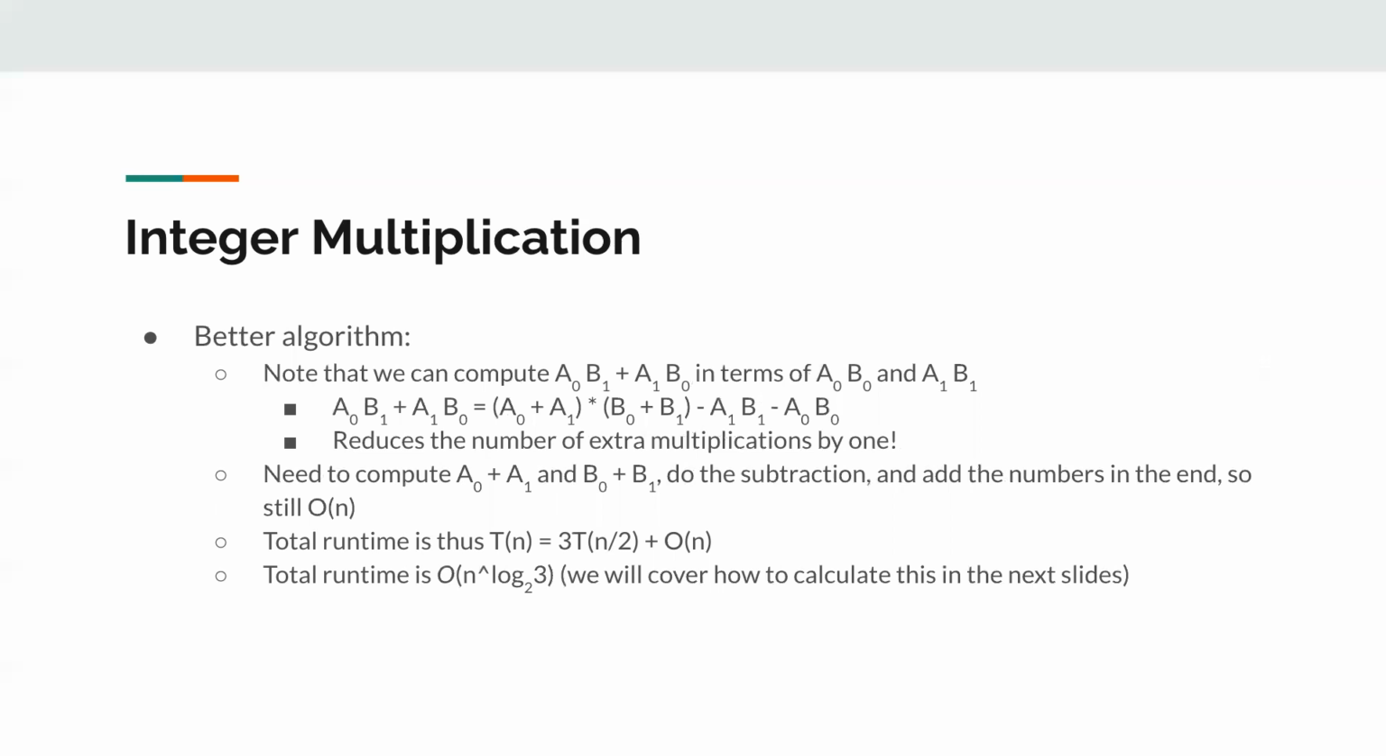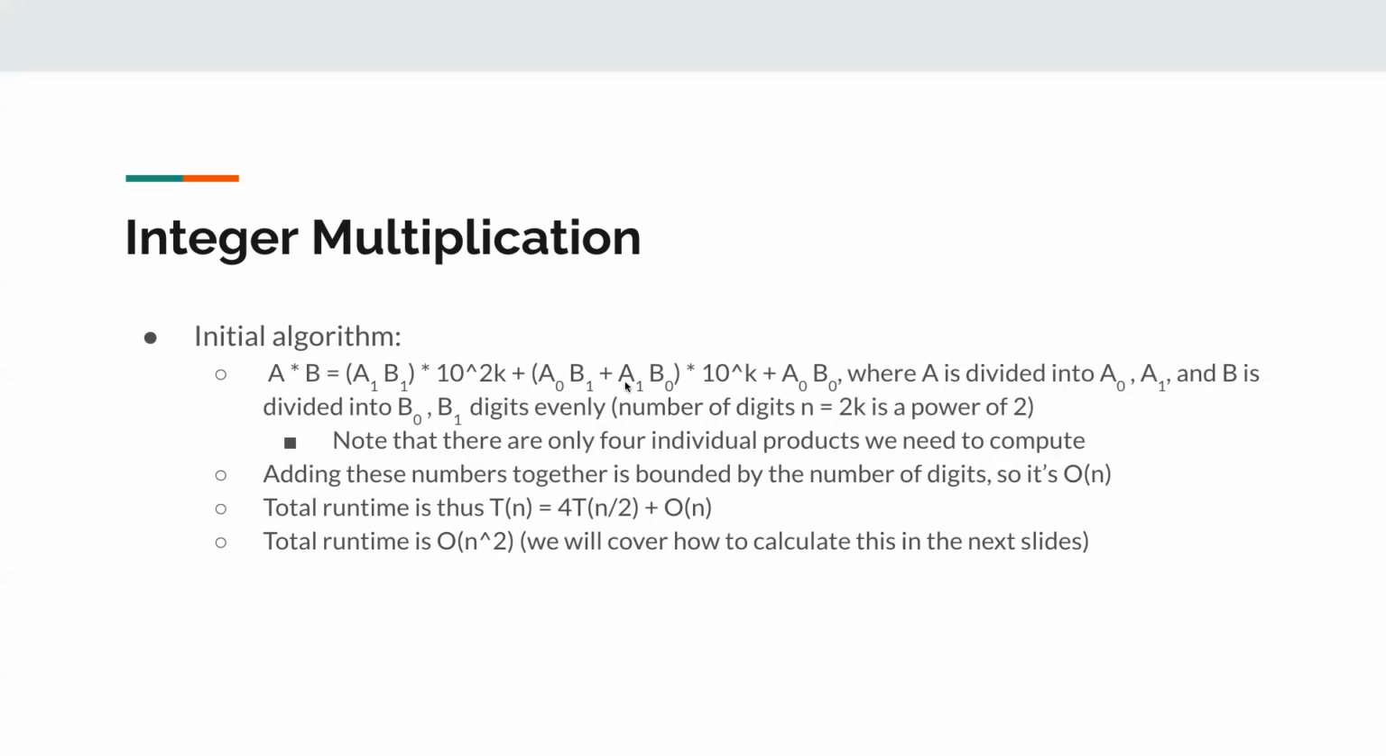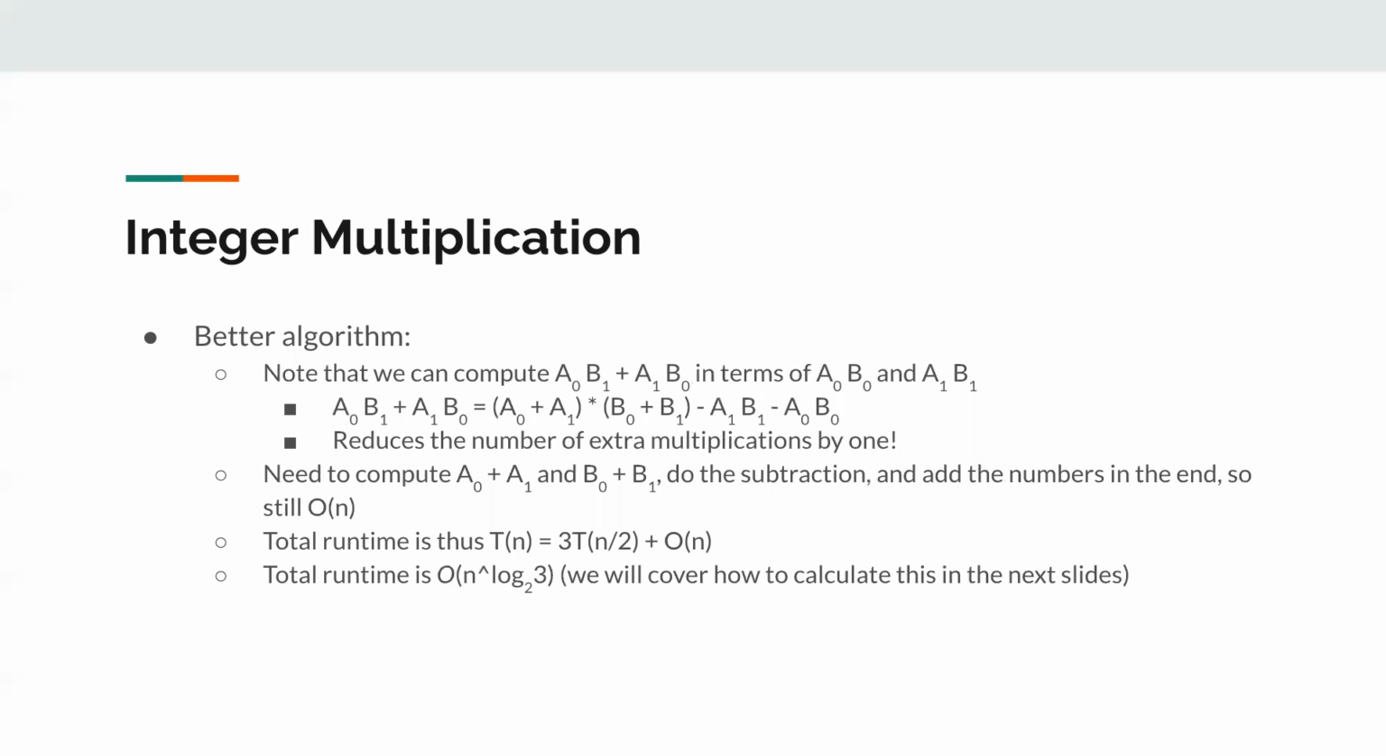If we go back to this formula, we realized that here we were doing A0 B1 plus A1 B0, so the first half of A0 times the second half of B1, and then A1 times B0. Instead of computing all 4 of these subproblems, we can limit ourselves to computing 3, which can get our running time down. This slide explains how to do that.